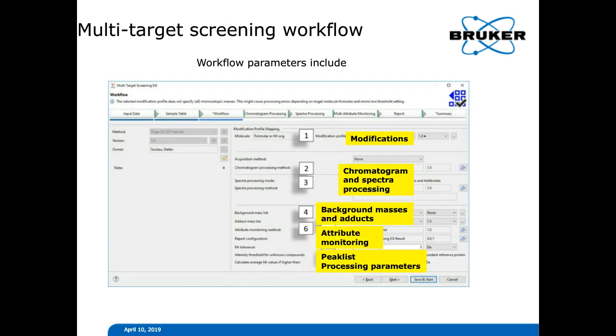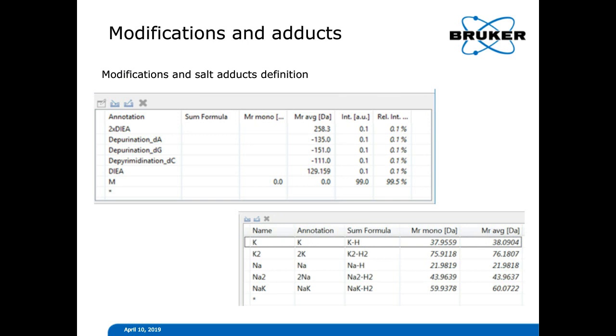The workflow parameters of interest include modifications, chromatogram and spectra processing parameters, any background masses or adducts, multi-attribute monitoring, as well as peak list processing parameters. The table at the top shows the typical modifications for oligonucleotide analysis, such as depurination and depyrimidination on the bases. The lower table shows the typical salt adducts that are seen, such as sodium and potassium. Both of these tables can be customized to include the modification or adduct of interest.